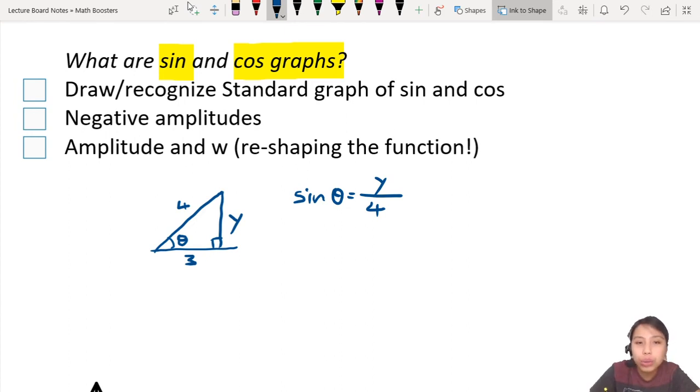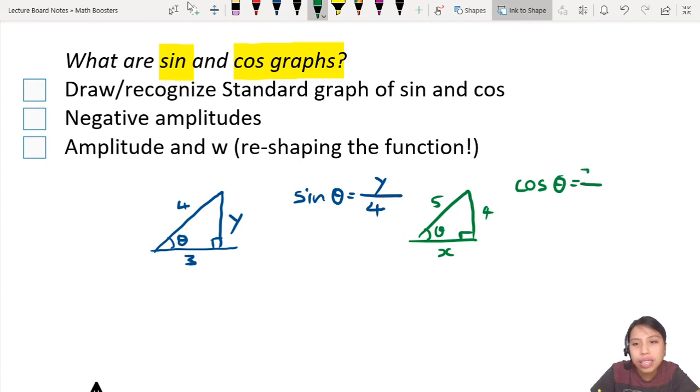If you want to do something else, like let's say I have another triangle, and I want to find x instead. Maybe I put this 5 and 4. How are you going to find x? X is adjacent over hypotenuse. That sounds like a cos. So you say, cos theta is adjacent x over hypotenuse 5.